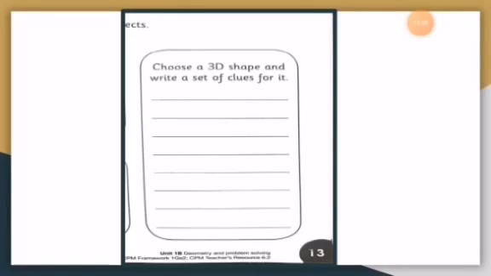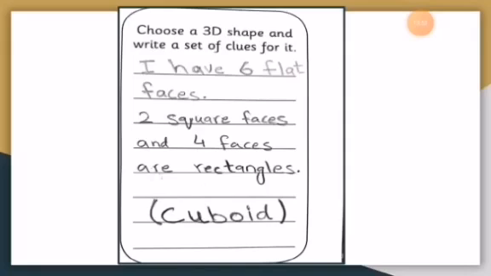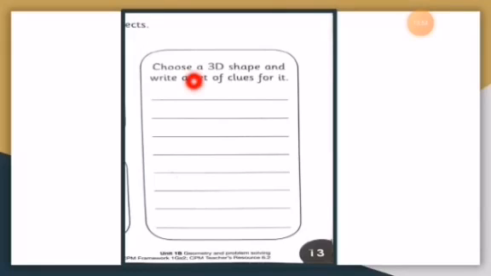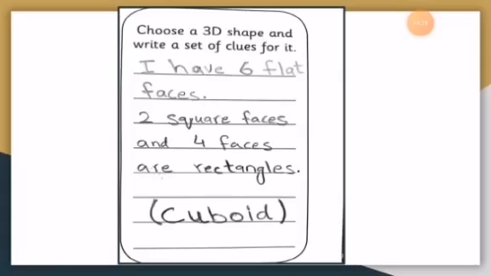Okay, let's move to this one part. Choose a 3D shape and write a set of clues for it. Now on this one part, that is your own choice, you can choose any shape, and you will also write down the clues for it. Let's see which shape I have chosen.